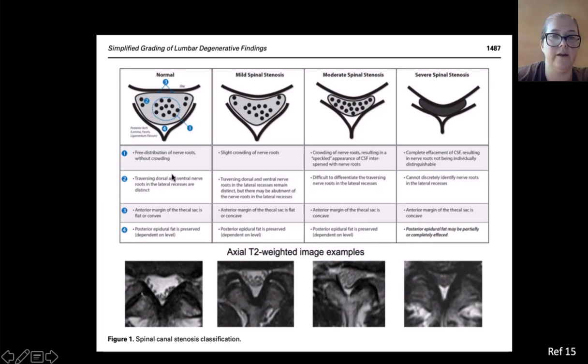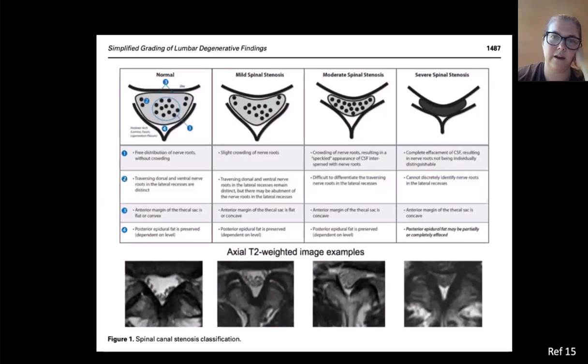There's no crowding. The traversing dorsal and ventral nerve roots, you can see distinctly. You can see two separate nerve roots on the lateral recesses. You've got a normal, either flat or slightly convex shape of the ventral thecal sac right here, this black line where number 3 is, and the epidural fat is preserved. Mild spinal canal stenosis, so again, Lee would have said grade 1, but mild.